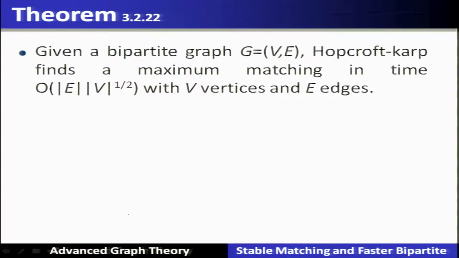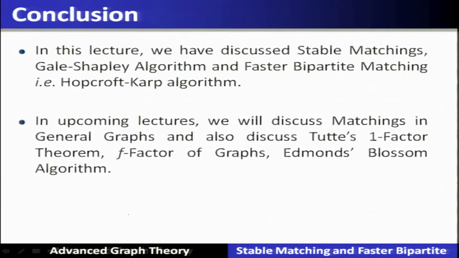So, there is a theorem which says that given a bipartite graph, the Hopcroft-Karp algorithm finds a maximal cardinality matching in a time of the order E times root V, with V the set of vertices and E the set of edges. Conclusion: in this lecture we have discussed stable matching given by the Gale-Shapley algorithm and a faster bipartite matching which is given by the Hopcroft-Karp algorithm.